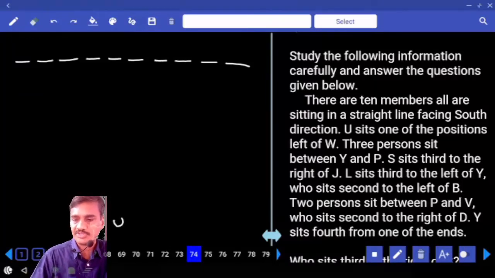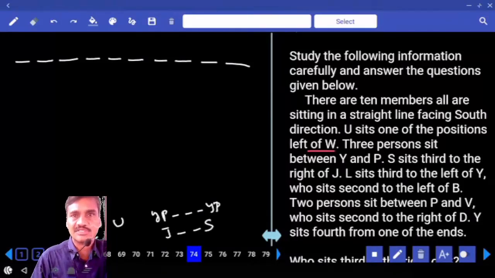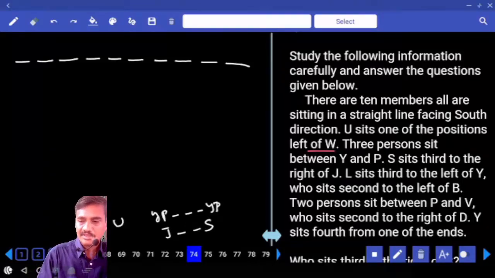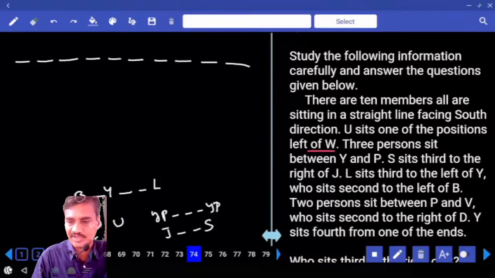And U is one of the positions to the left of W, and 3 persons between Y and P. Now in between Y and P, how many people are there? There must be exactly 3. S sits third to the right of J. S and J will be like this. And L sits third to the left of Y. If Y is here, 1, 2, 3, L is here. Y sits second to the left of B. Now Y and B.